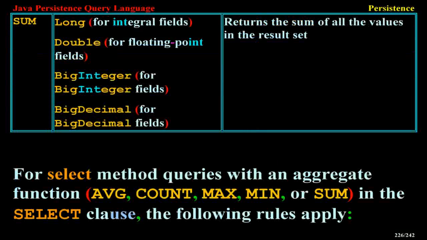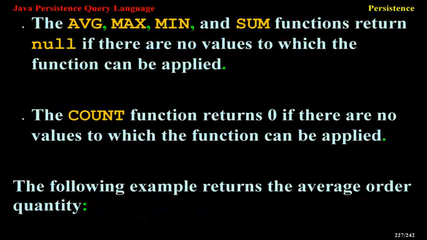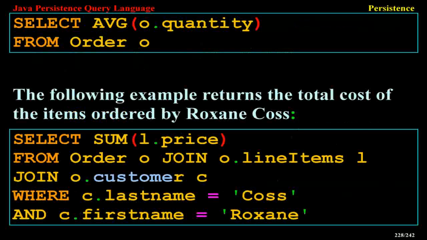For SELECT method queries with an aggregate function (AVG, COUNT, MAX, MIN, or SUM) in the SELECT clause, the following rules apply. The AVG, MAX, MIN, and SUM functions return null if there are no values to which the function can be applied. The COUNT function returns 0 if there are no values to which the function can be applied. The following example returns the average order quantity. SELECT AVG(o.quantity) FROM Order o.